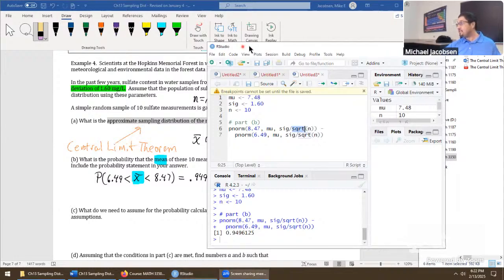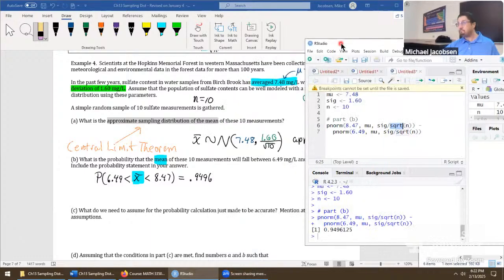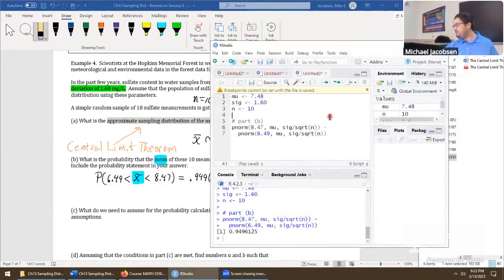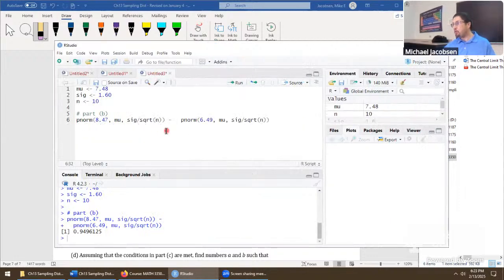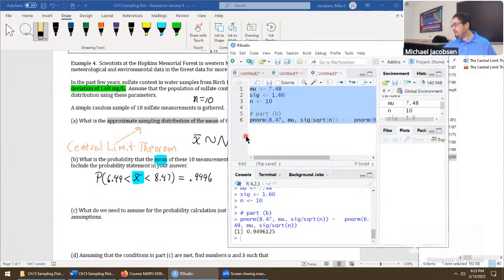Other questions so far? Still don't know what I did wrong on this. That was a minus right here. Yeah, I was running out of horizontal space, so I took what it would look like this and just dropped it down a line. Other questions so far?